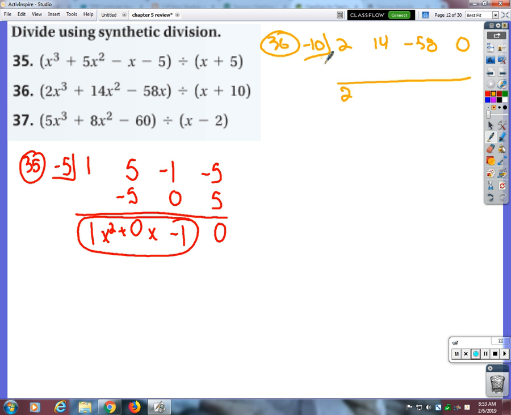So bring down the first number, -20, add those together, -6, multiply and get 60. Add those together, get 2, multiply those together, -20, add those together and get -20. So what would you say my answer is?